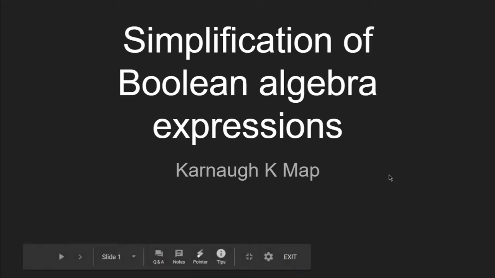Hello everyone, in this video we are going to see the simplification of Boolean algebra expressions. We know that the Karnaugh map, shortly called K-map, is one method we can use to simplify a given Boolean expression. There is also a normal formula method, where we have to remember all the formulas, but this way of simplifying the expression is the simplest way. Let us see with an example how this simplification is done.